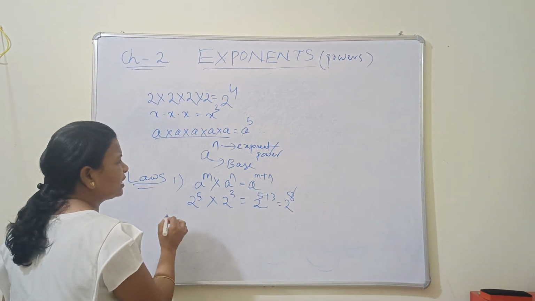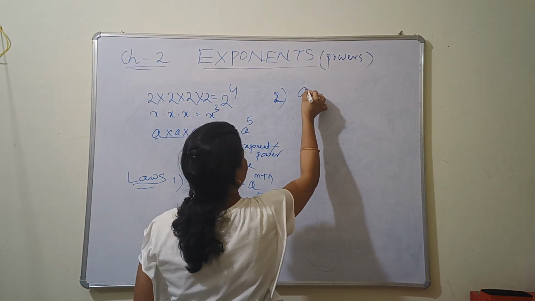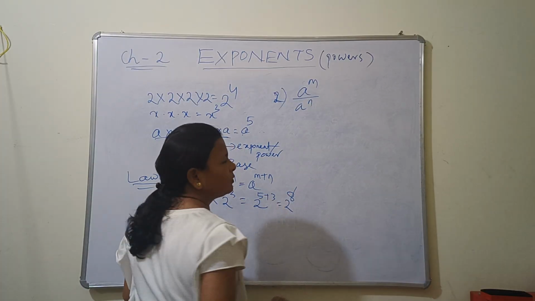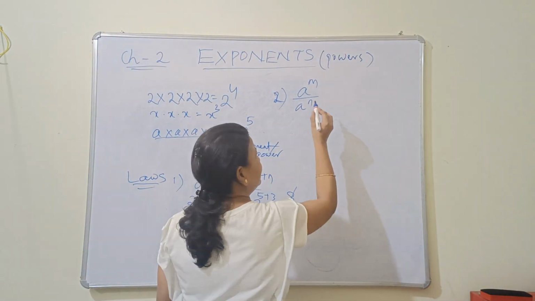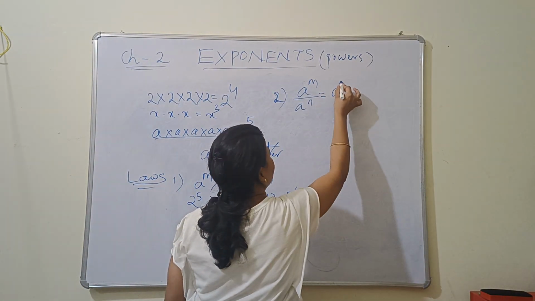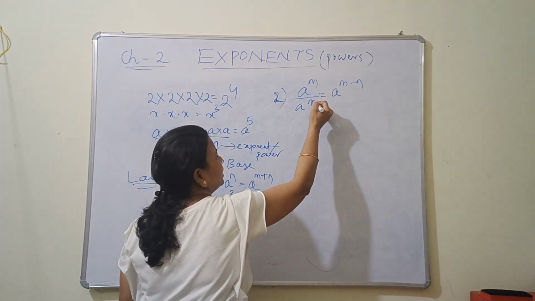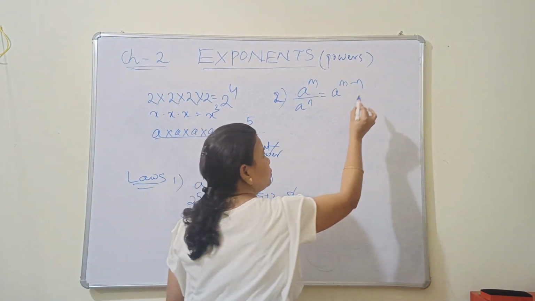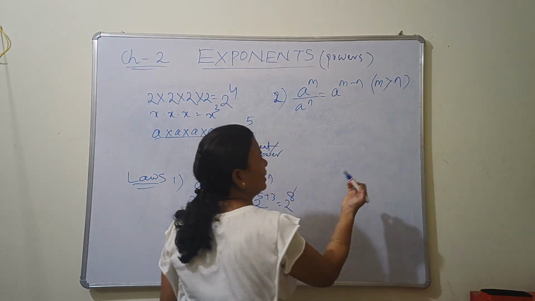Second law, the second law goes like this. Second law is, suppose we have a to the power m divided by a to the power n, where m is greater than n. In that case, we would have a to the power m minus n. This is the case when we subtract n from m, when this m is greater than n. So you must remember this is applicable when m is greater than n.